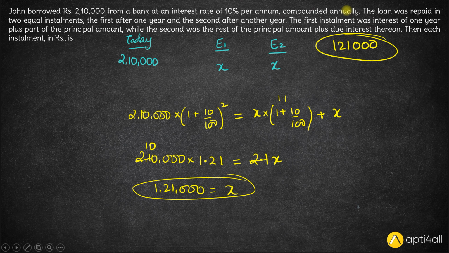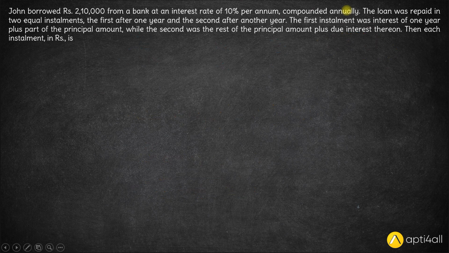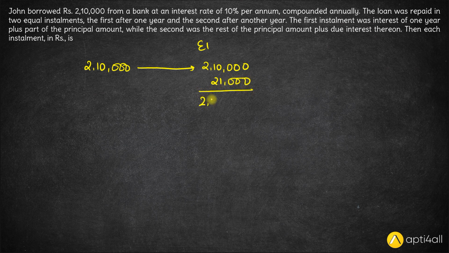Now this is one way of doing this question. The other way of doing this question is, it's given that the first installment was interest of 1 year plus the principal part. So let's say the first installment was X and the second installment is also X. Now 2,10,000 is borrowed, right? And at the end of 1 year, 10% interest is accumulated on it. So the total amount due after 1 year becomes the initial principal plus 10% of this, which is 21,000. So this becomes 2,31,000, right?